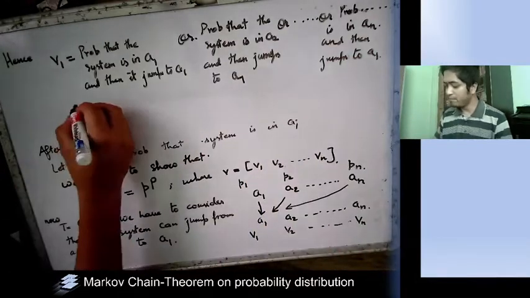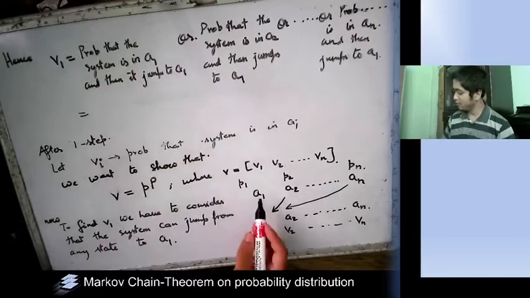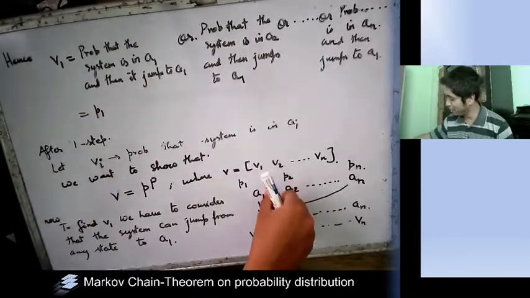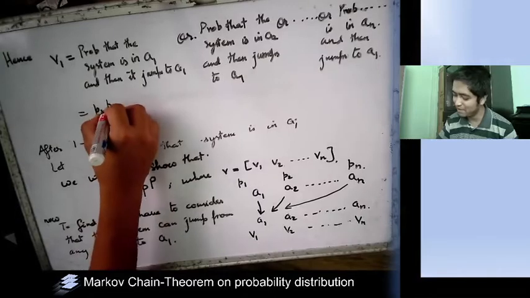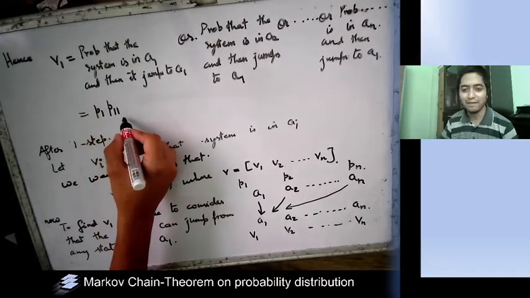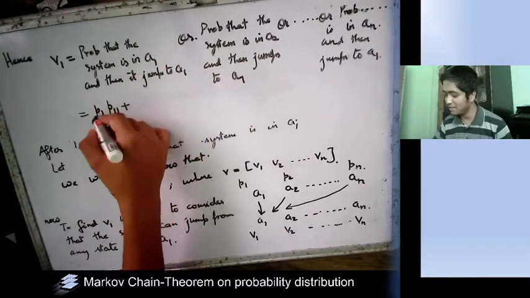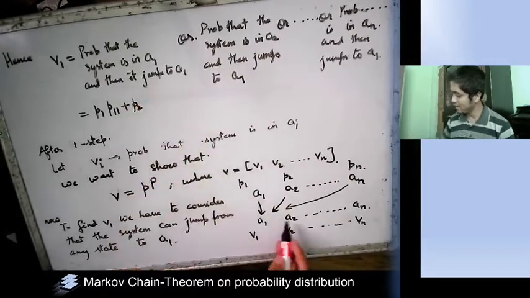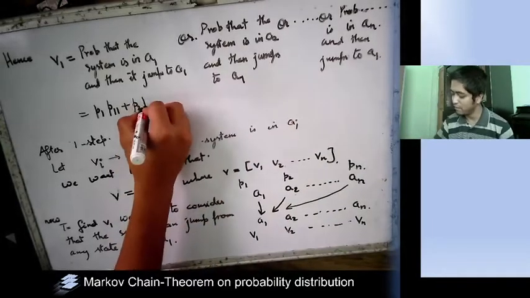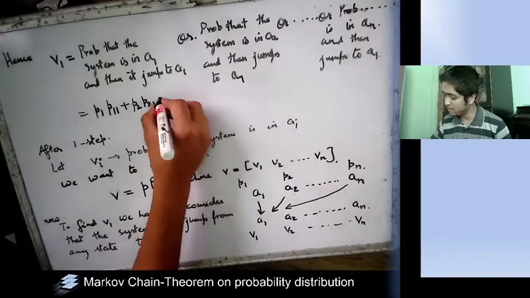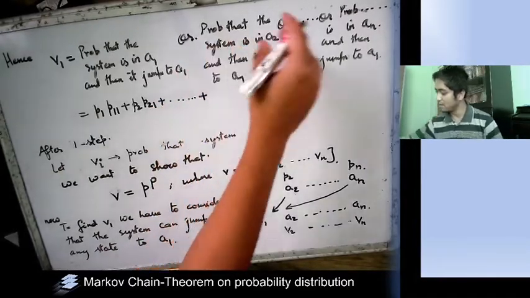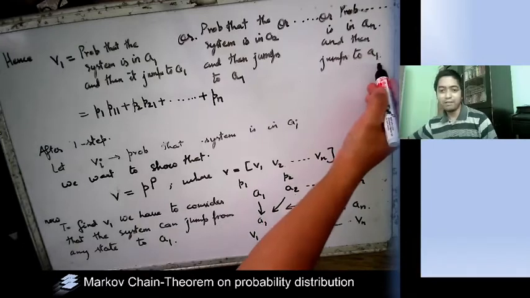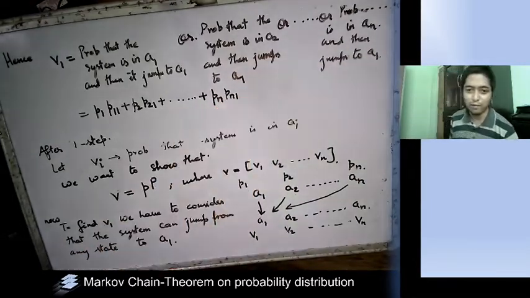If you calculate this, the probability that the system is in A1 is P1, and then from A1 it jumps to A1, so we use the transition probability P11, plus, and it's a multiplication, the probability that the system is in A2, which is P2, and then it jumps from A2 to A1, so P21, plus, it keeps on going like this, the probability that the system is in An, which is Pn, and then it jumps from An to A1, which is Pn1.